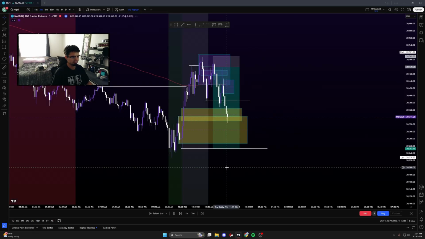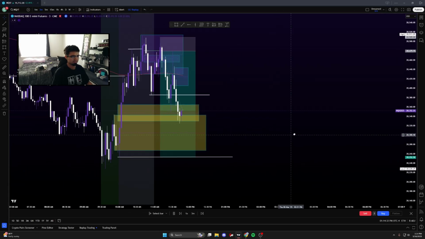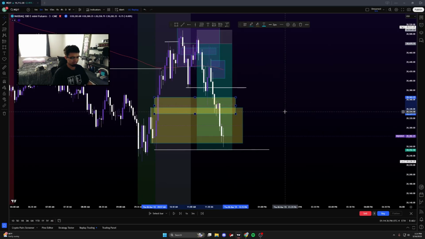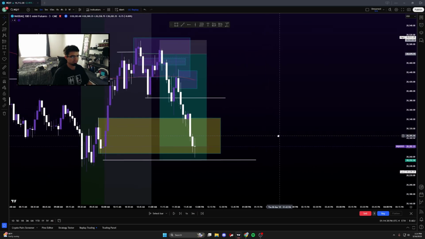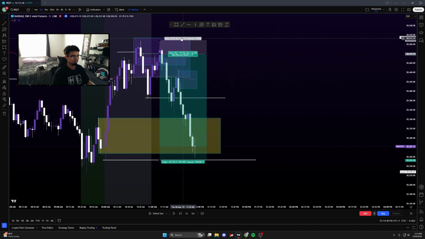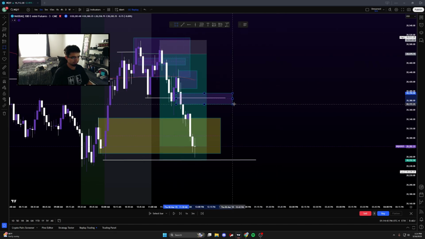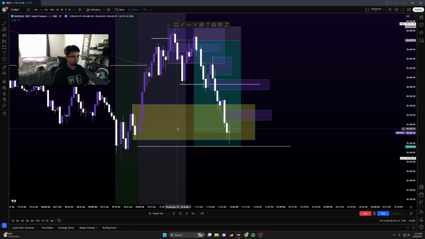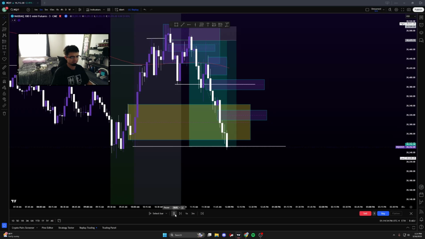Go to 3-minute. What do we see? Now, look at that. We see this 3-minute fair value gap get invalidated, and what new has formed since then? We have a new 3-minute fair value gap right here, another 3-minute fair value gap right here. And what do we see? We see price now trading in this 3-minute order block. So let's see if we can close and invalidate that as well.